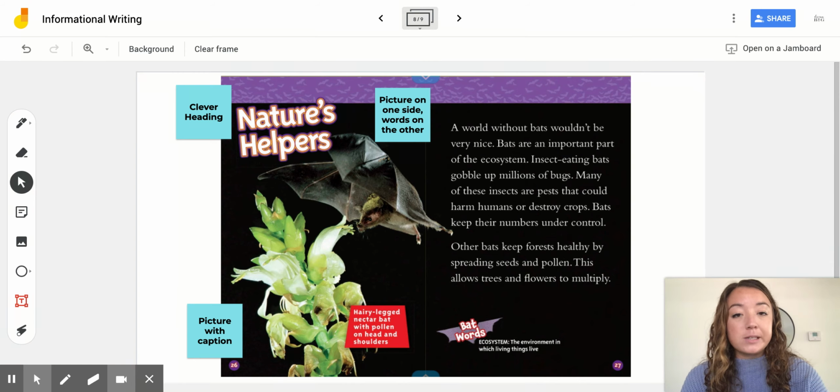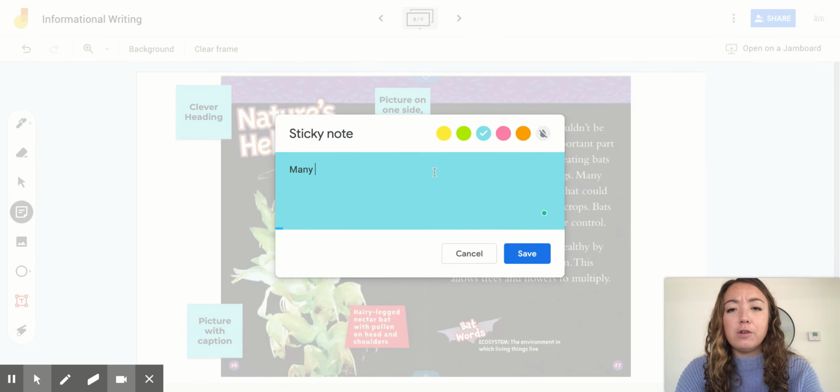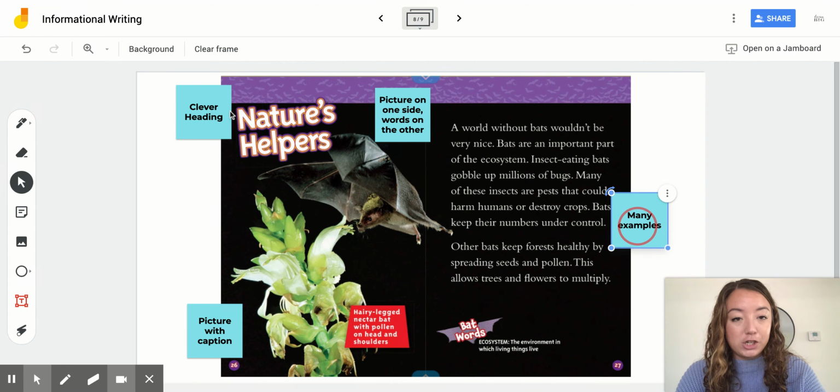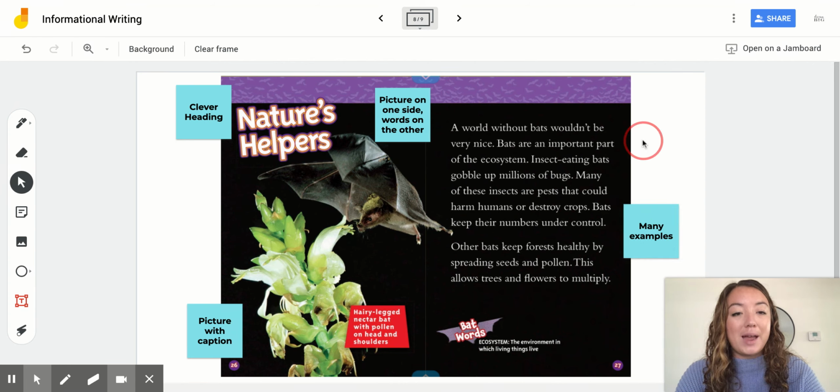I like on this page that they gave me many examples, not in a list this time, but in two different paragraphs. So they gave me examples of how bats help in nature. So I'm just going to write, I like that they gave me many examples. This page was really helpful, and it taught me all about the different ways bats help in nature. I like that they gave me a lot of different facts on this page.